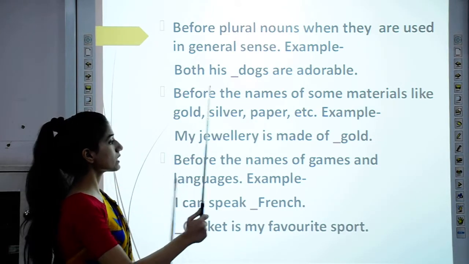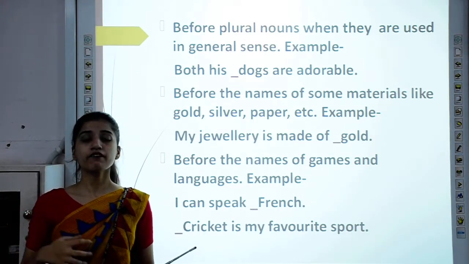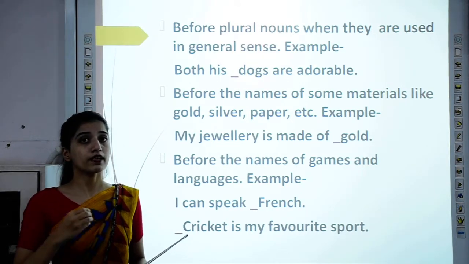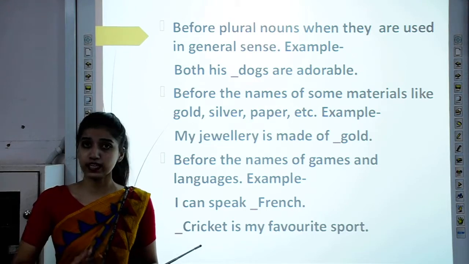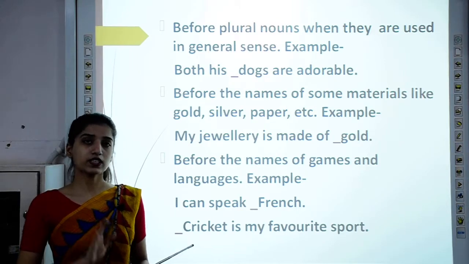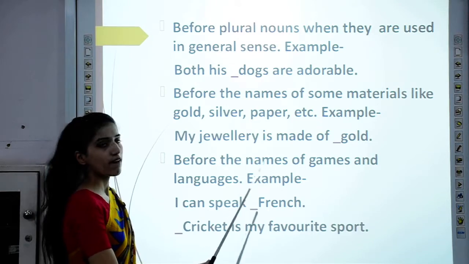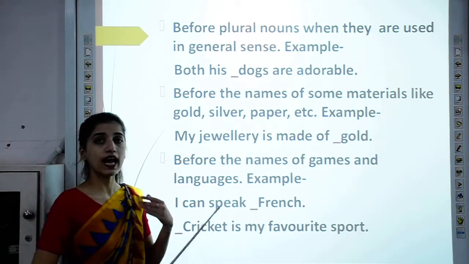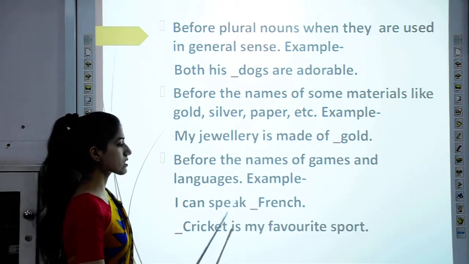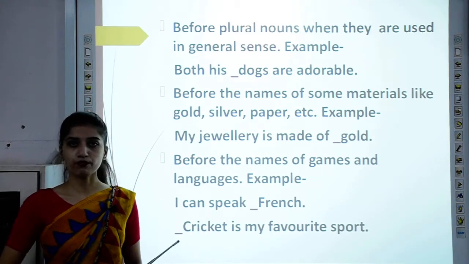Okay. Before the names of games and languages. So whenever we are talking about the names of games and languages, right? Languages, the language we speak like Hindi, it will not be the Hindi or the English. Okay, it's simply Hindi and English. So you can see over here, "I can speak French." French is a language, that is why the is not coming before it. "Cricket is my favorite sport." Cricket is the name of a game, that is why the is not coming before it.